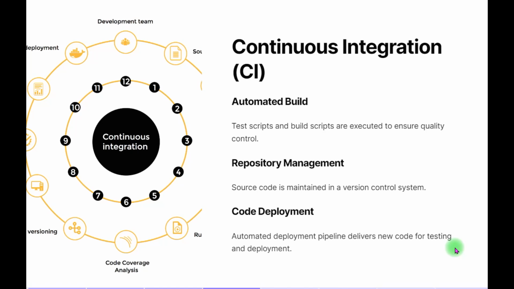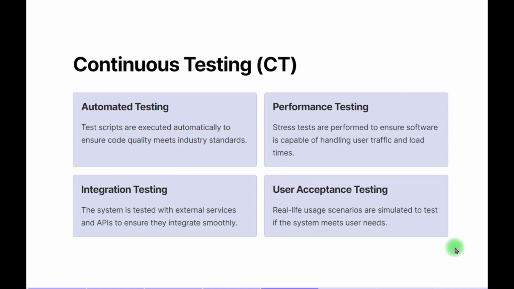Continuous integration relies heavily on automation. When a developer pushes their changes to the shared repository, a CI server like Jenkins or GitLab CI automatically triggers a build process. The automated build ensures the code is compiled and packaged correctly. This is a very important phase in the DevOps lifecycle. Let's talk about the next phase, which is continuous testing.